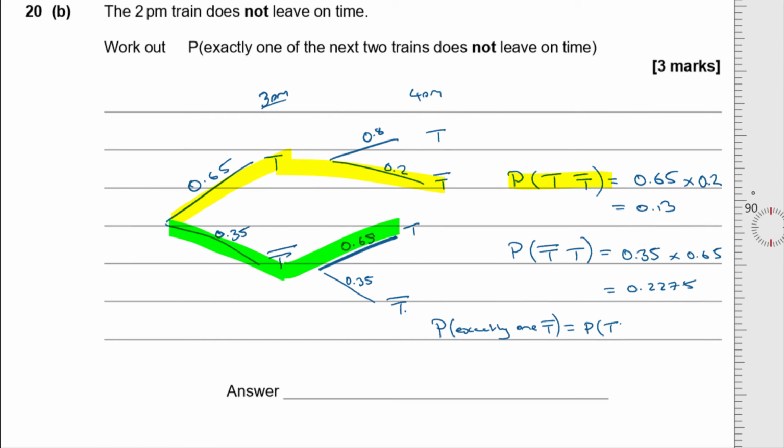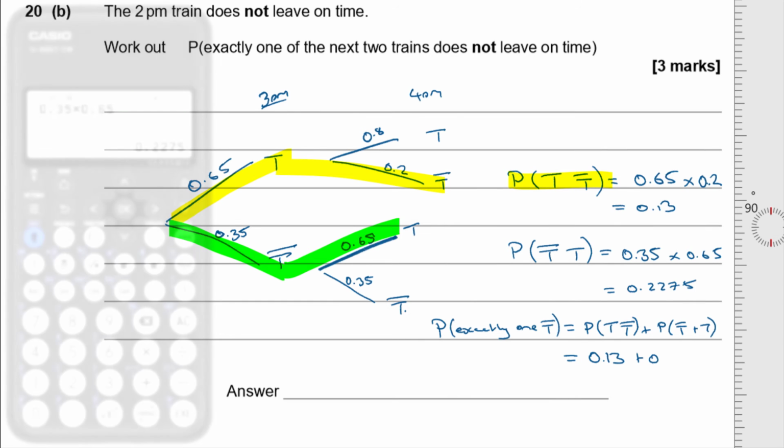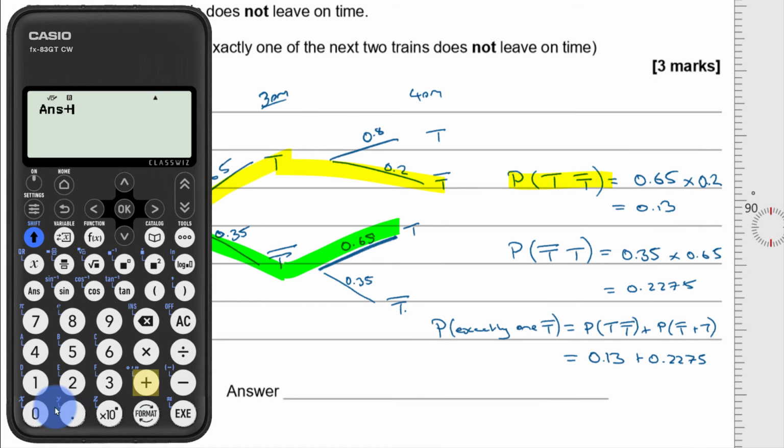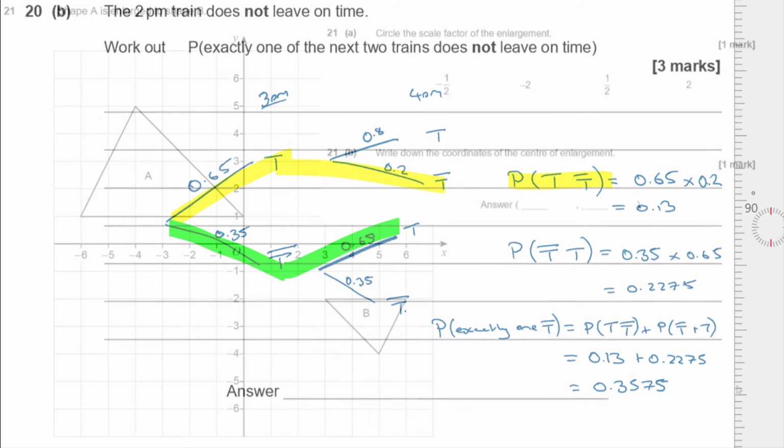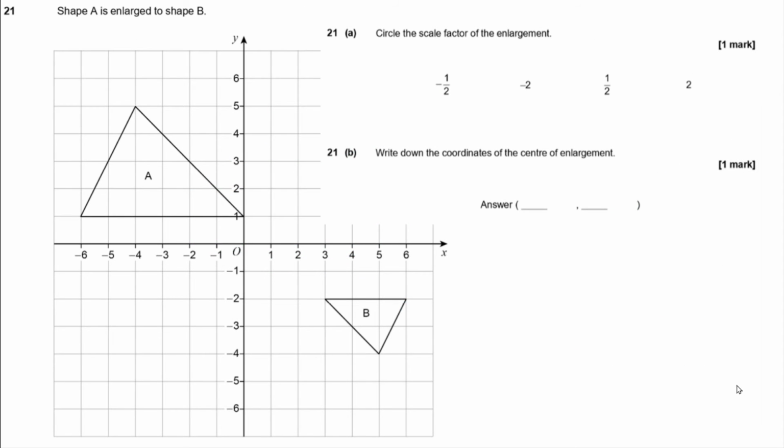It's going to be the probability of on time, not on time, plus the probability of not on time, on time. So that's 0.13 plus 0.2275. Adding those two things together, add 0.13 to my last answer, that comes out to be 0.3575. Question 21.